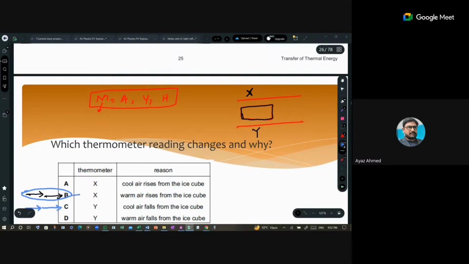Now let's decide who will explain from the B voters. Meerab and Ariba, will anyone from both of you explain? Sir, because in the last question you mentioned that above the ice cube, warm air rises. Okay, yes. So X, warm air rises. But what is the function of ice? To cool down the hot air.